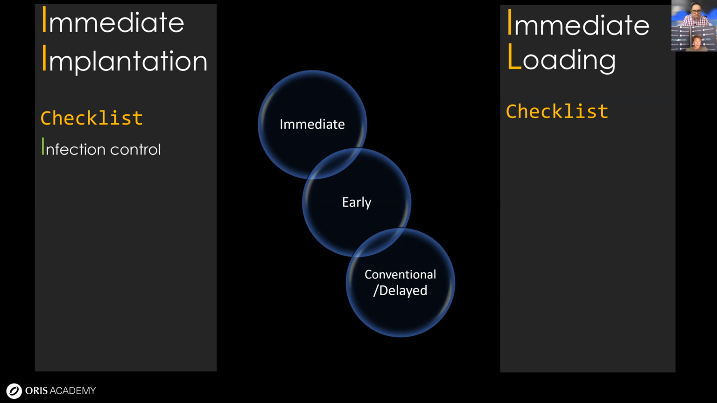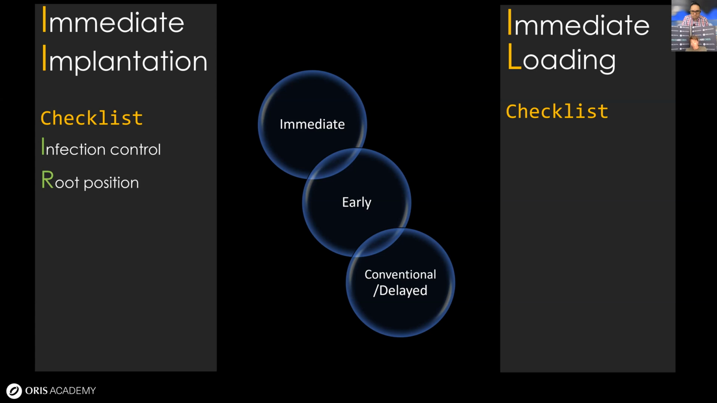So for implantation, we need to have infection control. That means we are avoiding active infection sites. We're not placing implants in those. But with chronic infections, chronic apical infections, it is well documented that they do not affect the survival rate of implants as long as we carefully clean the area before we insert the implant.